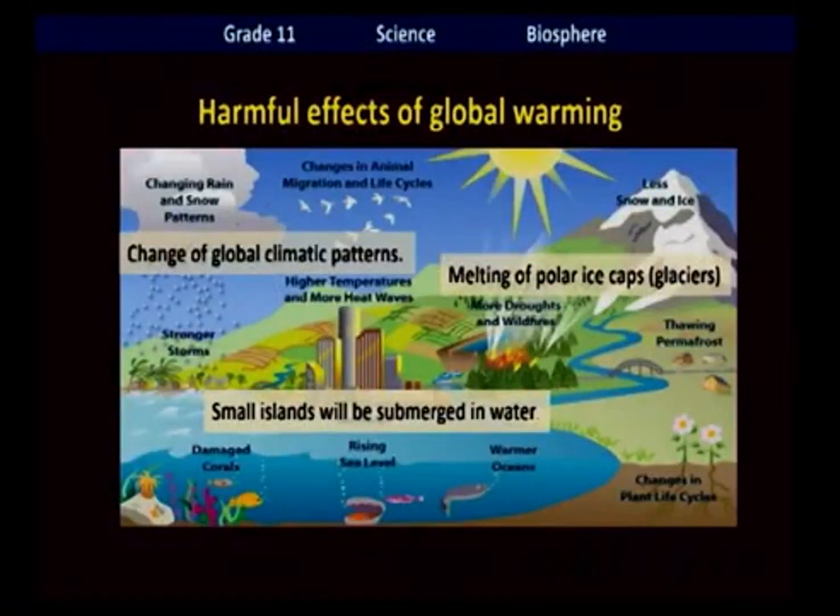So therefore, in the future, at this rate, if global warming increases, some of these small islands can get completely submerged or can go underwater. So these are the main harmful effects of global warming: melting of ice, increasing of water level in the ocean, thermal expansion of seawater, and changing of world climatic and weather patterns.